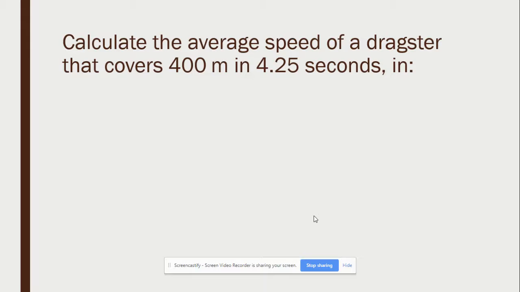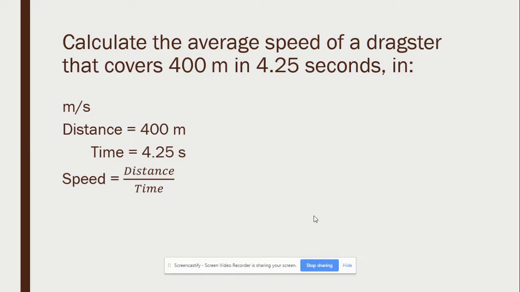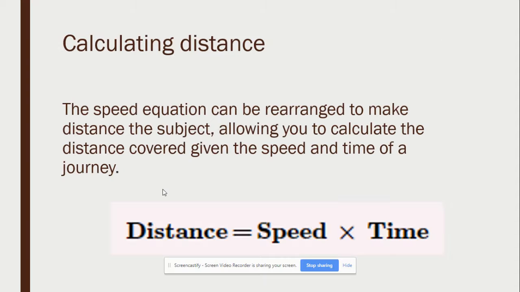If you get a question that says calculate the average speed of a dragster that covers 400 meters in 4.25 seconds in meters per second. All right, so we go. Our distance was 400. It's 4.25 seconds. And remember, speed is distance divided by time. So there's your distance, which is 400. Your time, 4.25 seconds. You put that into your calculator, and you get 94.12 meters per second. And that's your answer. Make sure you write it with the unit like that.